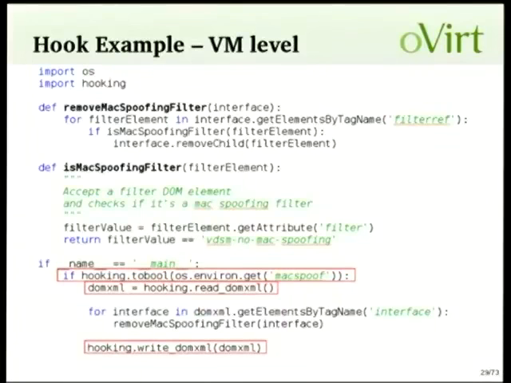This hook, what it actually does is remove the MAC anti-spoofing rule. So basically, when you start a VM, usually it will not allow you to spoof the MAC inside the VM, not allow you to use a different MAC. This hook, if you install and use it, will allow you to use any MAC that you want on any of the network devices.